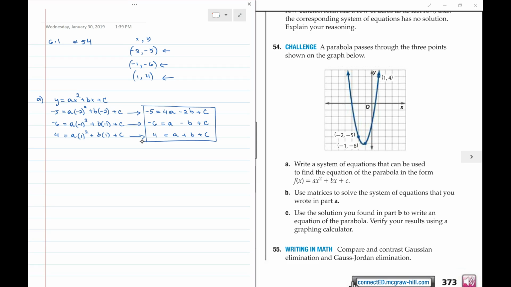Part B says use matrices to solve the system of equations that you wrote in part A. Okay? So part B, we're going to use matrices to solve this. So it's going to be 4, negative 2, 1, negative 5, right? Because the constant goes on the other side, remember? So 1, negative 1, 1, negative 6, 1, 1, 1, 4. If you feel like you're going to get confused, write the equations in the other direction so that the constants are on the right side.